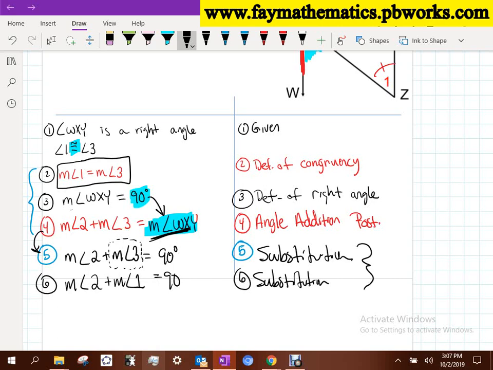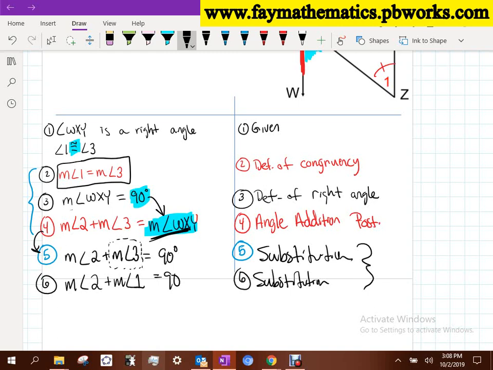Okay, so some people might condense those two lines, 5 and 6, into one statement. Does that make sense? So if you wanted to go from 4 straight to 6, you could do that, because you're substituting multiple things. So think about what this says. You've got 2 angles, 1 and 2, and they add up to 90 degrees, right? That's what that algebra says. You have 2 angles that add up to 90 degrees.